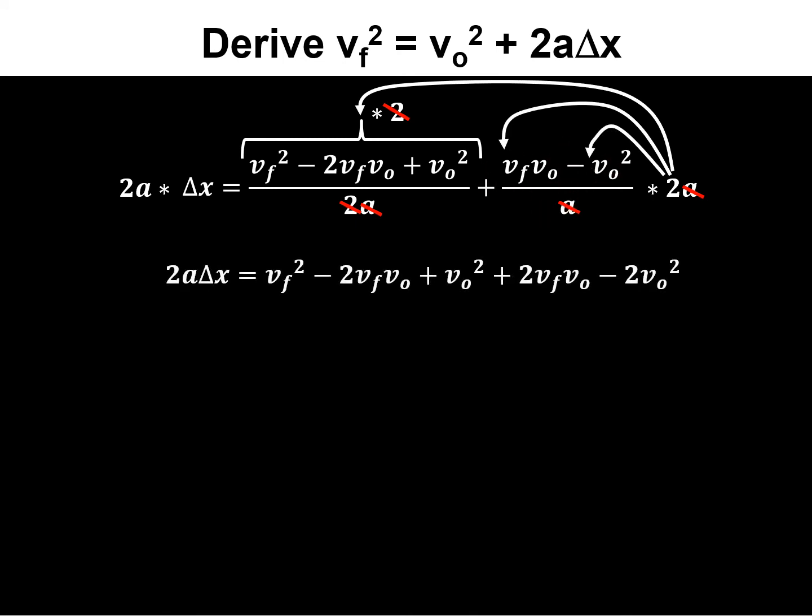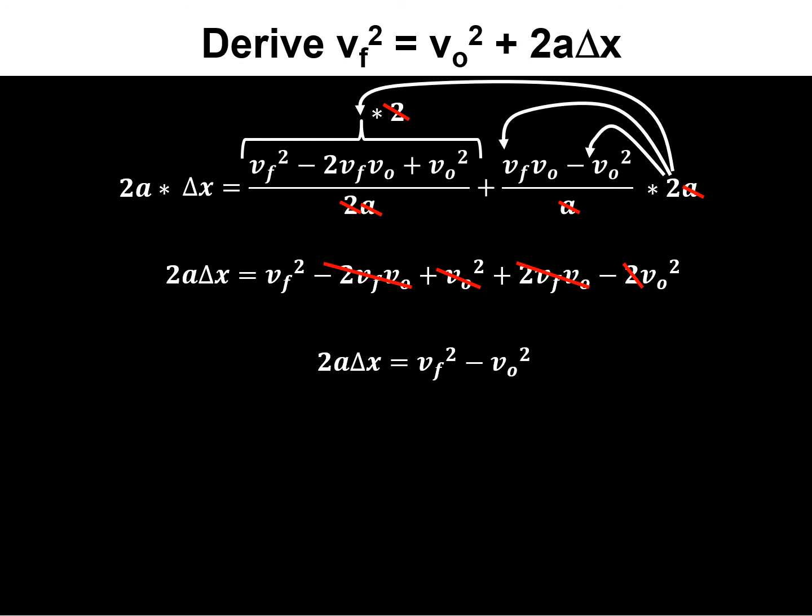Alright, so we're left with 2 times acceleration times displacement equals final velocity squared minus 2 times final velocity times initial velocity plus the initial velocity squared. That's just the numerator of this part right here because the denominator was canceled. And then we have 2 times final velocity times initial velocity minus 2 times initial velocity squared. Now notice that we have a negative 2 final velocity initial velocity and a positive 2 final velocity initial velocity, so those are going to cancel. We also have a positive initial velocity squared and a negative 2 initial velocity squared, so one of those is going to cancel.